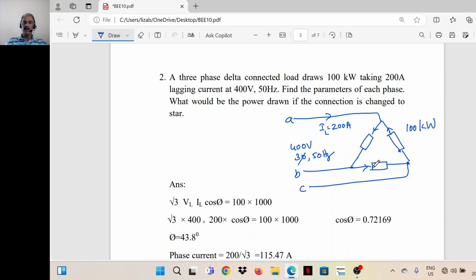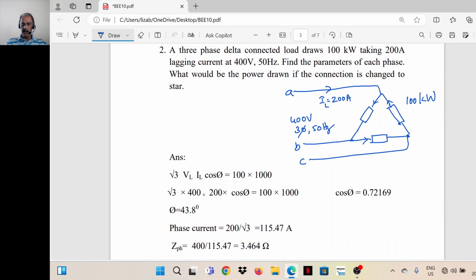That is, power consumed by the complete delta circuit is 100 kilowatts, taking 200 ampere lagging current. So the line current is 200 ampere. It is lagging, which means the load is inductive. Find the parameters of each phase. What would be the power drawn if the connection is changed to star?